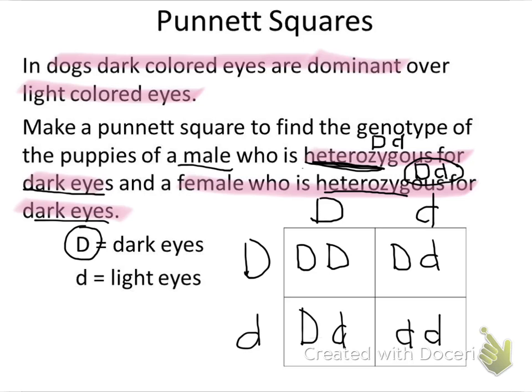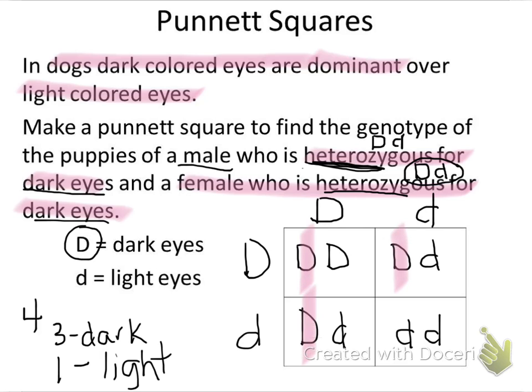This means that for every 4 puppies they have, 3 will have dark eyes, and 1 will have light eyes. I know that because if we ever see a capital D, it means the puppy will have dark eyes. We see 3 with capital D's, which means those 3 puppies will have dark eyes. And then there's 1 puppy that has 2 lowercase d's, which means light eyes.